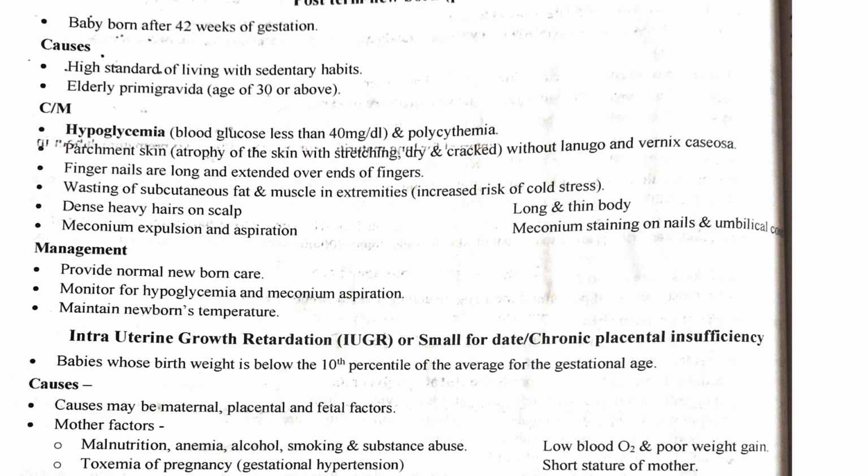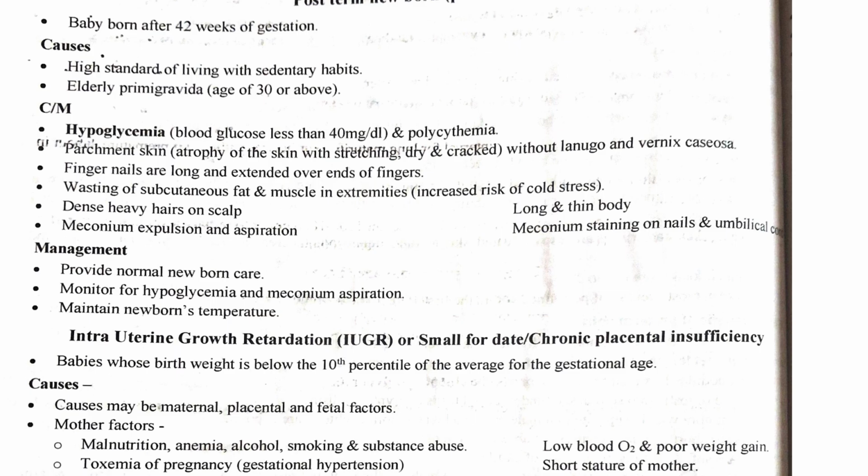Parchment skin: atrophy of skin, stretching, dry and cracked, without lanugo and vernix caseosa. Fingernails are long and extended over the ends of the fingers. Wasting of subcutaneous fat and muscles in extremities. Increased risk of cold stress.